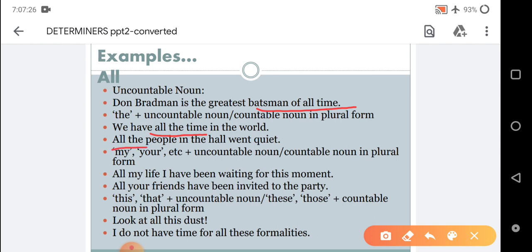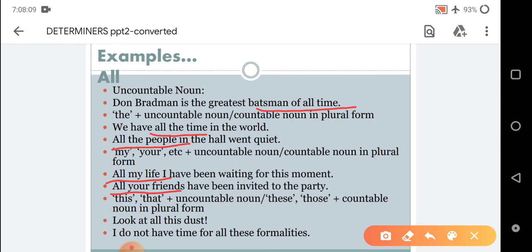Similarly, all can be used as all the people in the hall went quiet. Then all can also be used with possessives plus an uncountable noun or else a countable noun in plural form. All my life I have been waiting for this moment. Sometimes you would have noticed our elders discuss with us, all my life I have done a lot of struggle to reach this position. Right? Some more examples. All your friends have been invited to the party.